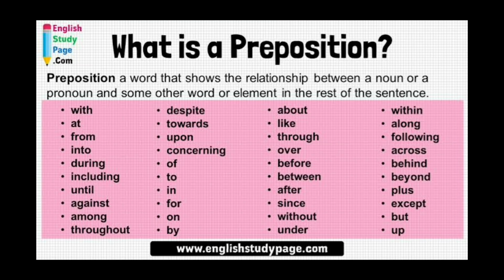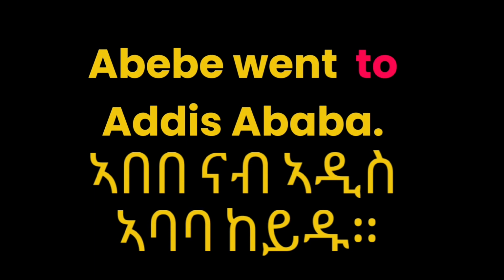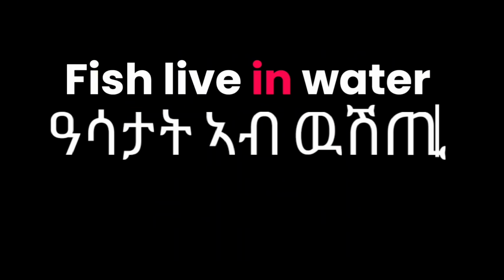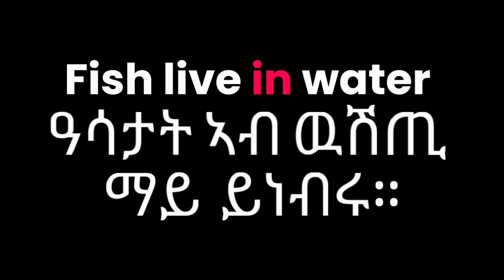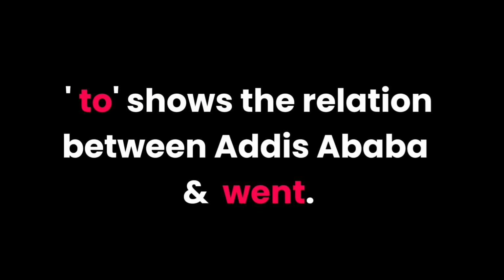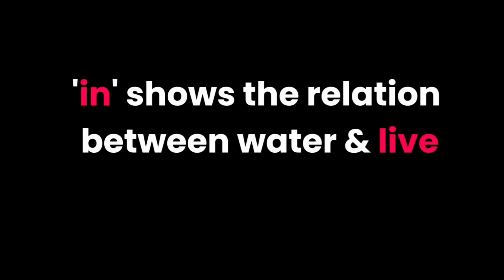Have a look at those again. Abebe went to Addis Ababa. Abebe came from Addis Ababa. Fish live in water. The words in red color in the sentences above are called prepositions. To shows the relation between Addis Ababa and went. From shows the relation between Addis Ababa and came. In shows the relation between water and live.